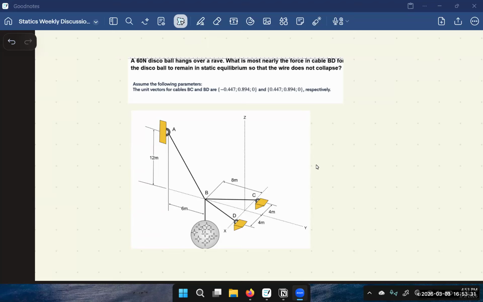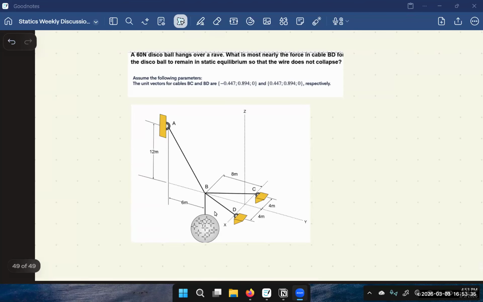Okay, we have a 60 Newton disco ball. It's hanging above. I'm going to go through this question really quickly. We're using static equilibrium equations because this disco ball is not moving. So to recap, we have BA, BC, BD as three strings holding this ball in tension.